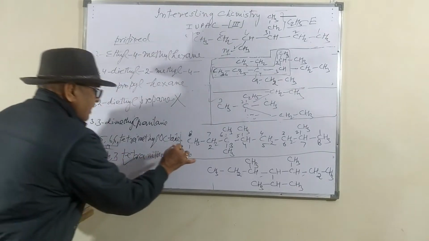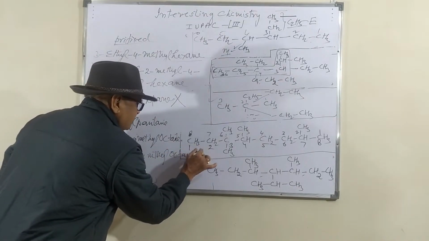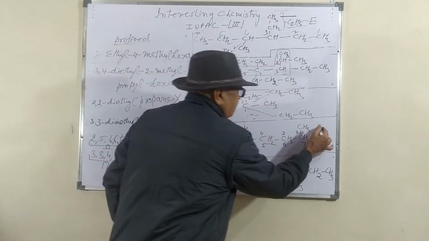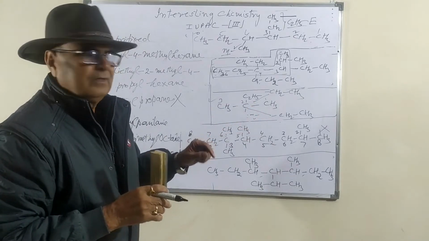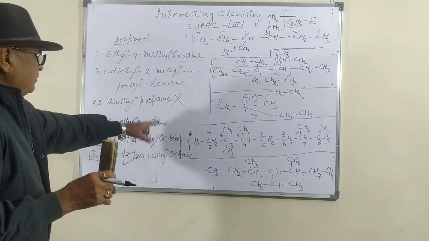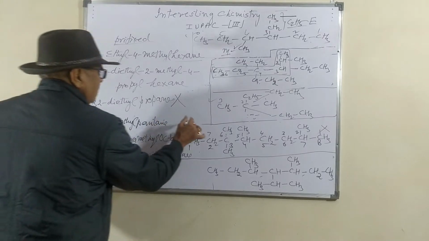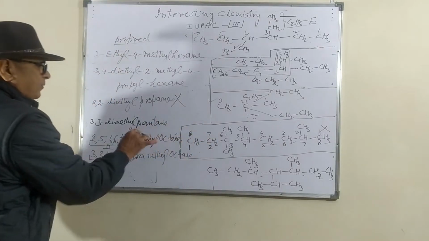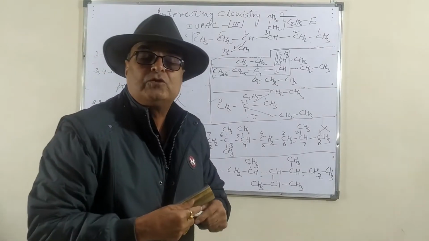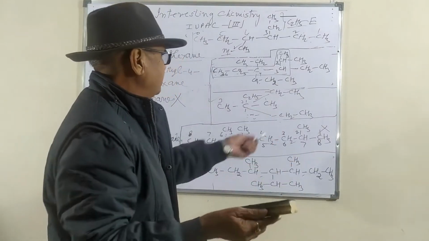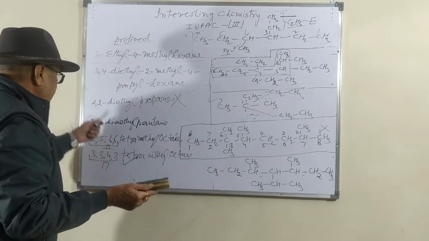You should start from this end and you should not start from this end. So here you have written the name of this compound. I have chosen a particular example to make students understand all the rules of naming the compound.